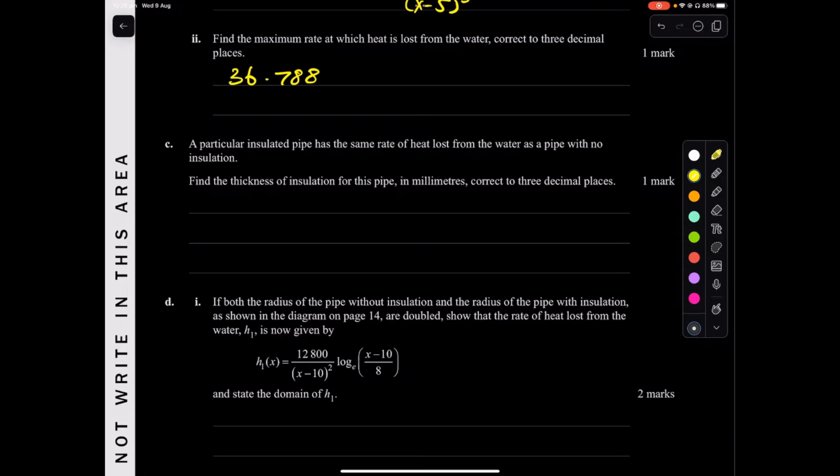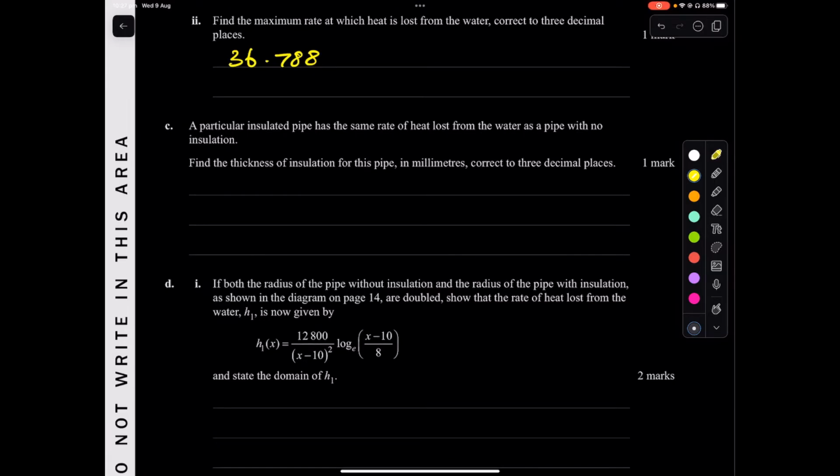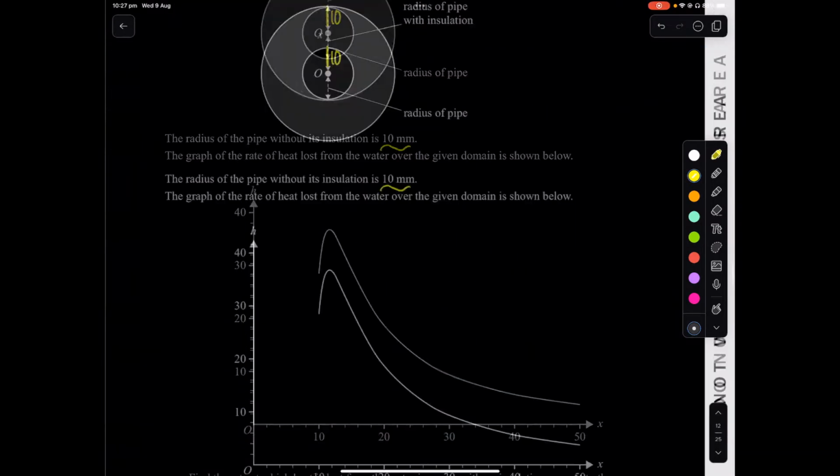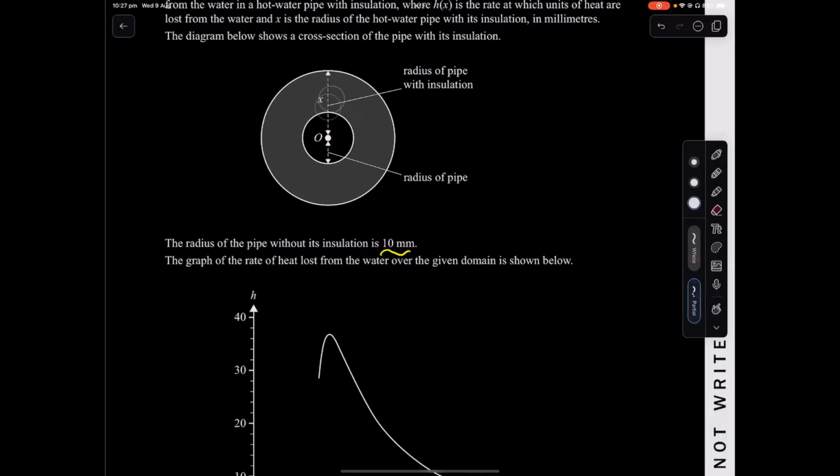A particular insulated pipe has the same rate of heat lost from the water as a pipe with no insulation. Find the thickness of the insulation for this pipe. So we want to find this thickness over here. So we'll calculate this whole thing over here, and then we'll minus 10, because we know this is 10. We'll minus, and it'll give us this over here.